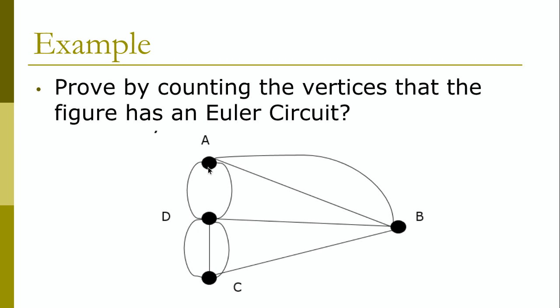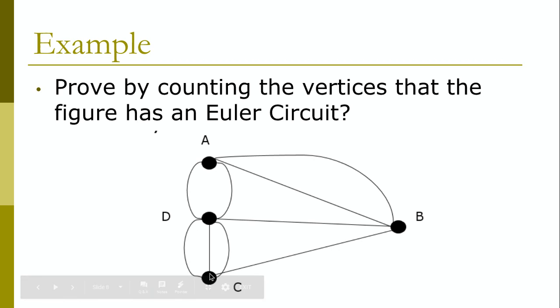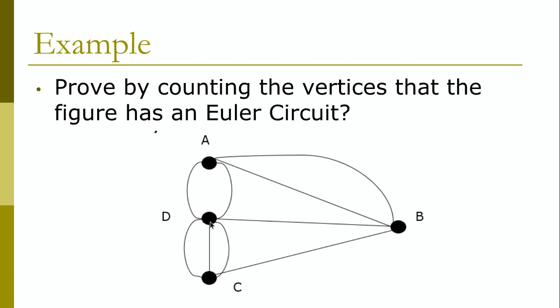The degree right here at vertex A is 4, that's even. Vertex B also has a degree of 4, that's even. Vertex C has a degree of 4, that's also even. And vertex D has a degree of 6. That's also even. So this is a connected graph, and all of the vertices are even. Therefore, a Euler circuit does exist.